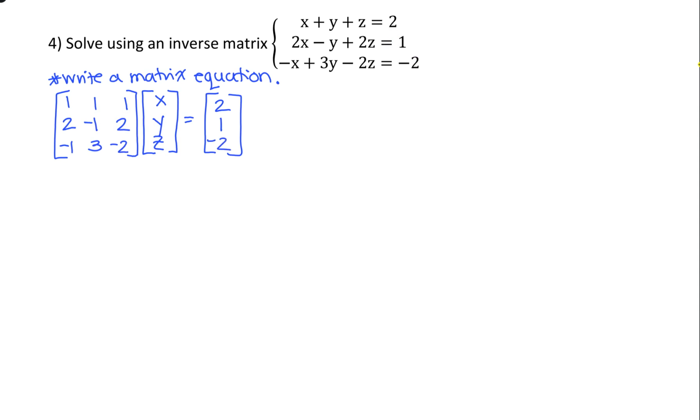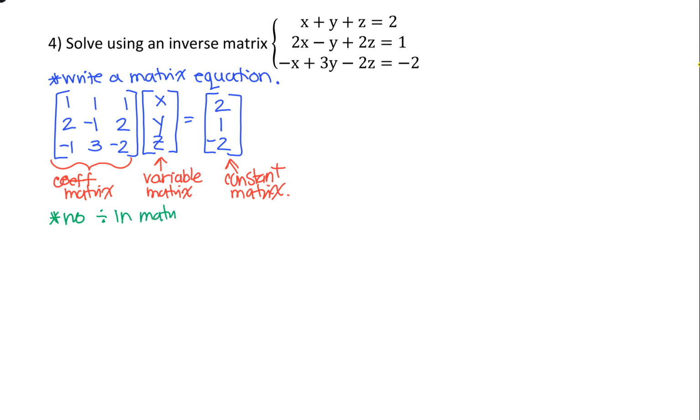So this here is your coefficient matrix, which we also had in augmented form. This is your variable matrix, and then this is the constant matrix. Okay? Now, with matrices, there is no division. So we have no division in matrices, which means we have to do everything by multiplication.